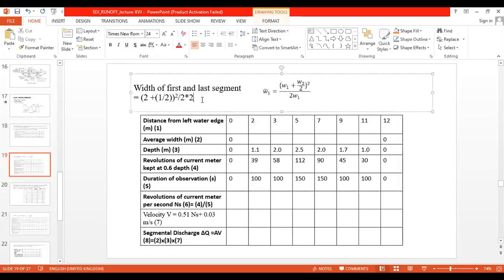So what is the magnitude now? Tell me the answer fast. 2 plus 1 by 2, that is a point, great, 1.56. Okay, so this is 1.56 meters. This is for the first and, great, this is for the first and last segment.